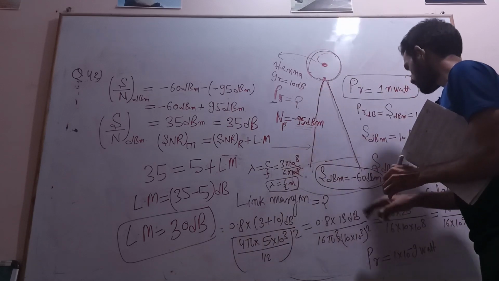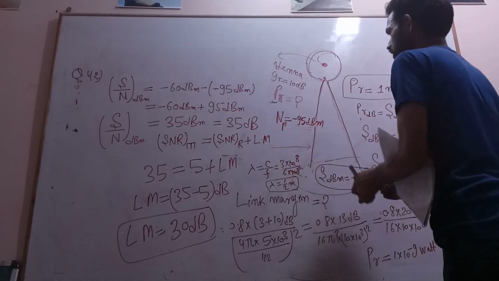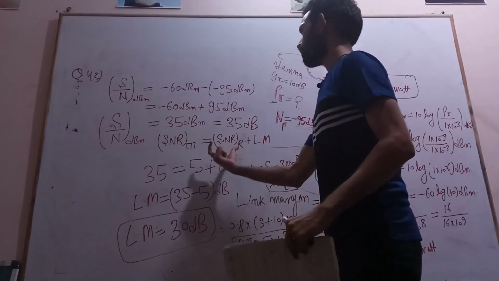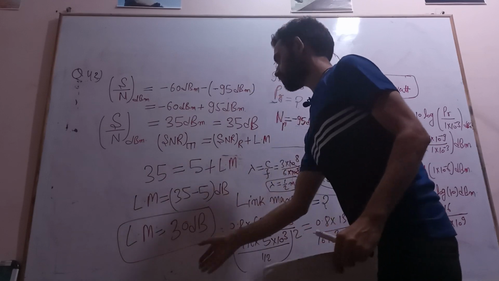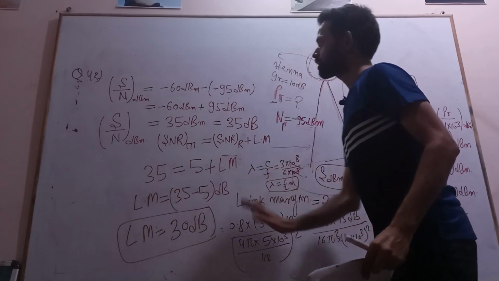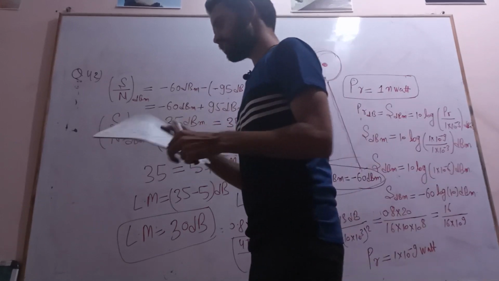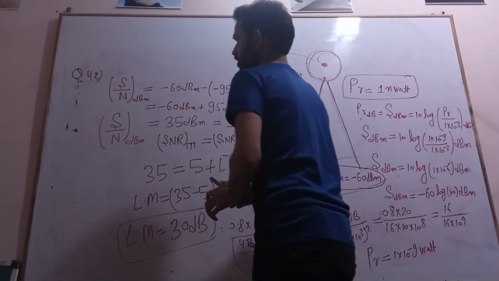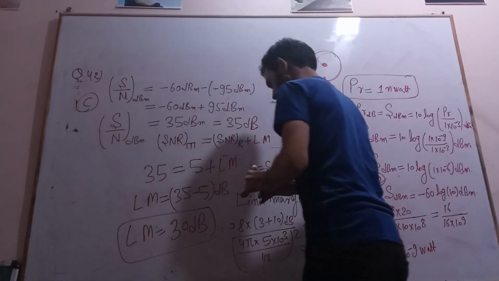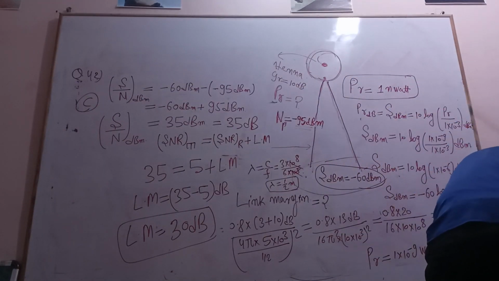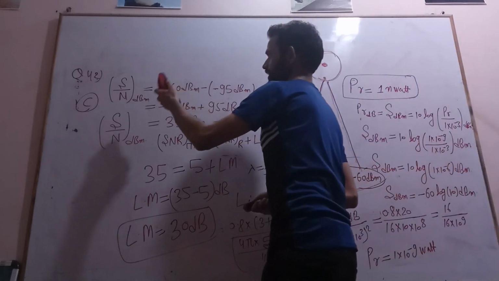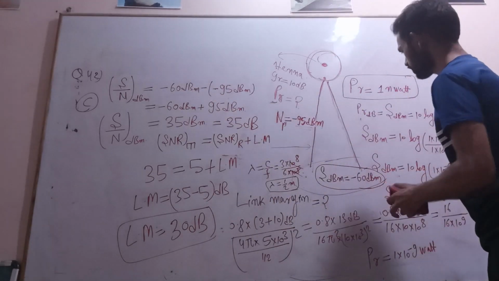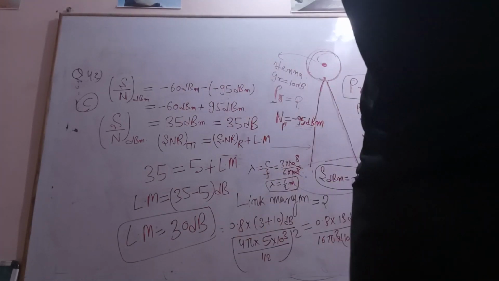So we have calculated receive power, then after that signal to noise ratio, which we got as 35 dB, but required is only 5. How much extra are we getting? 30. That extra is nothing but our link margin. Therefore the answer is C, 30 dB. Option C is correct. Set C, question paper set C. Question 42 answer is C. So let us move toward the next question, 43.